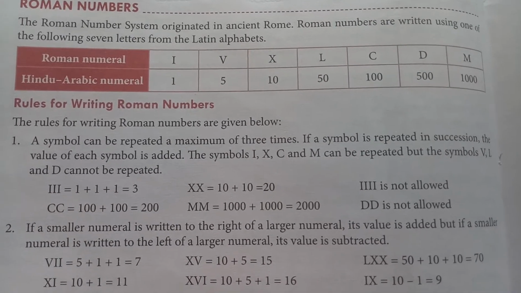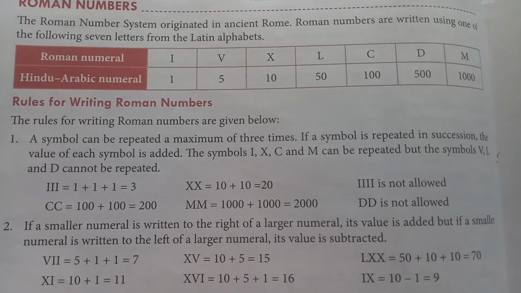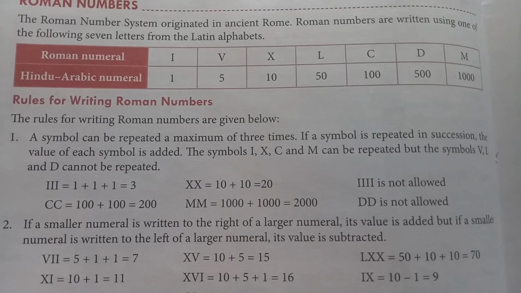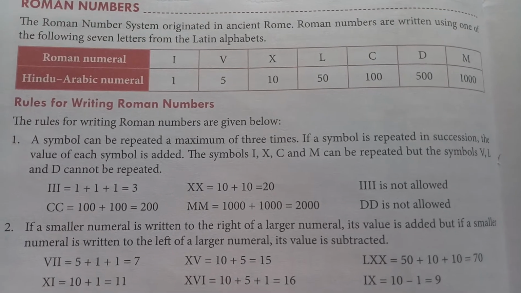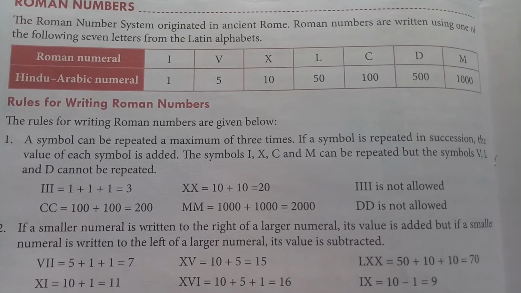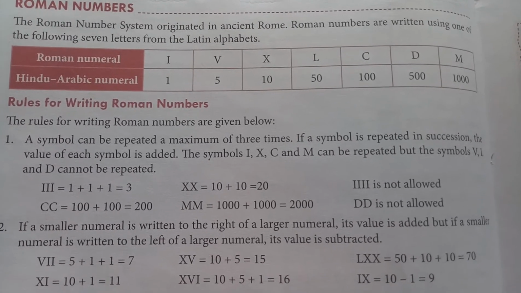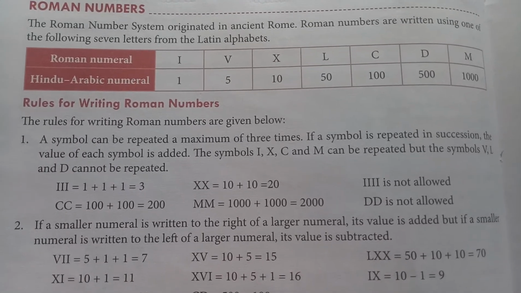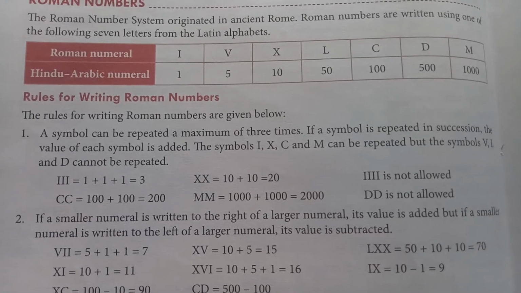These are: I stands for number 1, V stands for number 5, X stands for number 10, L stands for number 50, C stands for number 100, D stands for 500 and M stands for 1000. Now some common rules for writing Roman numbers.